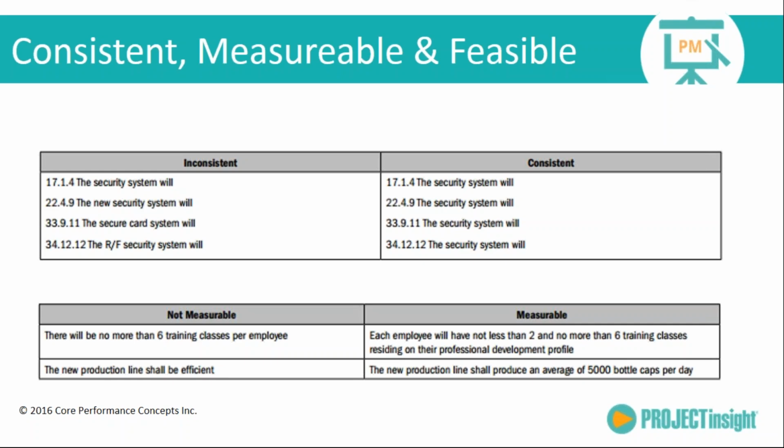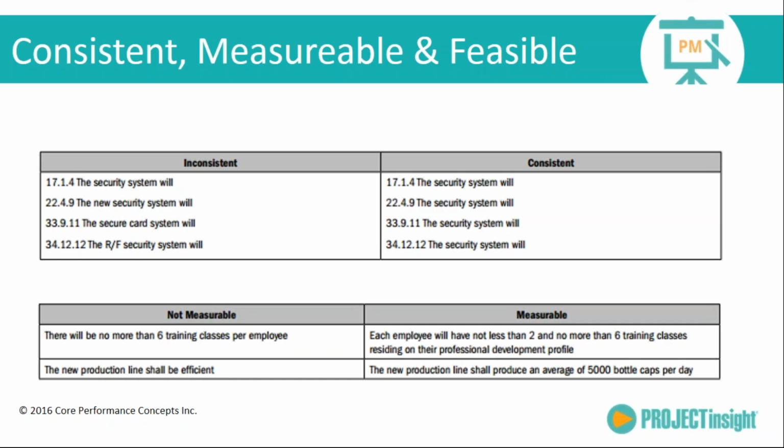I could probably make that a little bit more measurable, a little bit more specific, but I think what they're trying to say here is, they really don't want 0. They really want people to have some sort of training class. So they're putting more parameters around it, from 2 to 6.